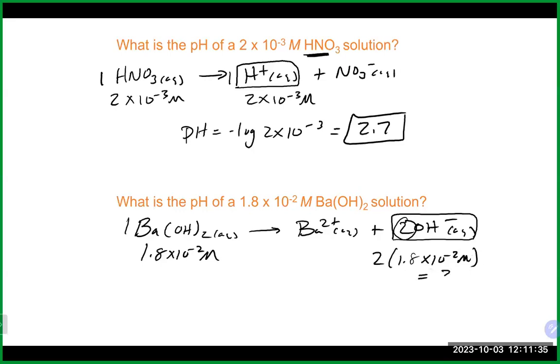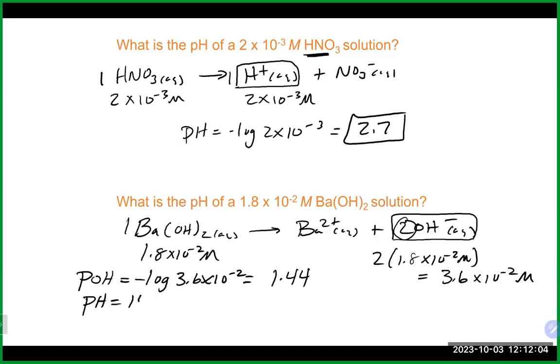of 3.6 times 10 to the minus 2 molar. Remembering that this is the hydroxide concentration, that will allow us to go not into the pH at this point, but into the pOH, which is minus the log of the OH minus, which would be 3.6 times 10 to the minus 2. And that will get us minus the log here of the answer. Looks like 1.44. And now we could get to the pH by basically taking 14 minus that number.